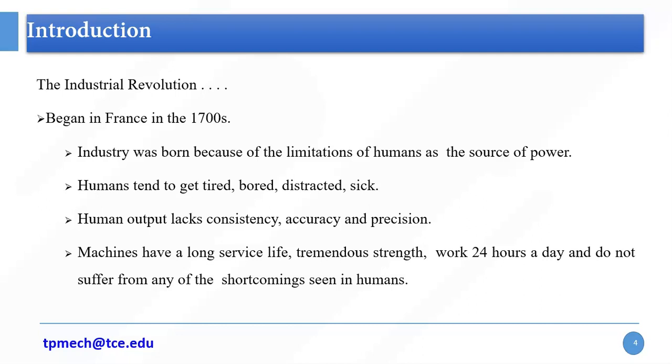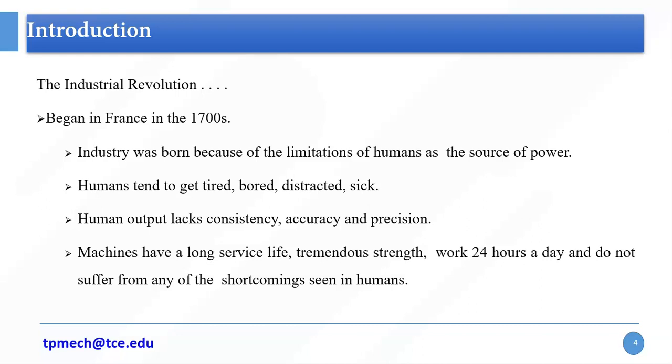The Industrial Revolution began in France in the year 1700. Why we need fluid power: fluid power has increased a lot because of the Industrial Revolution. Industry was born because of the limitation of humans as the source of power.